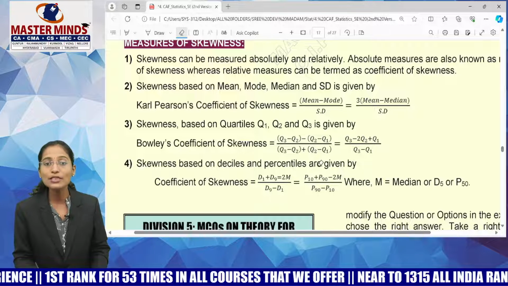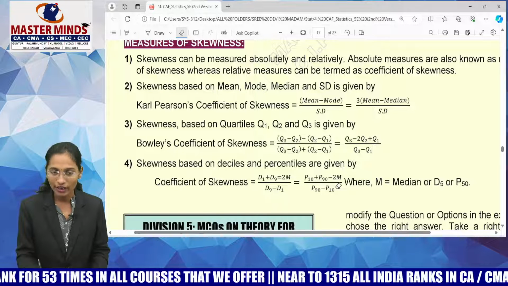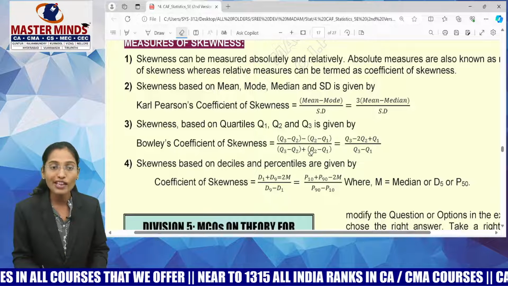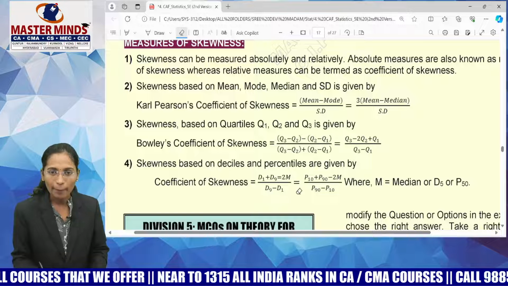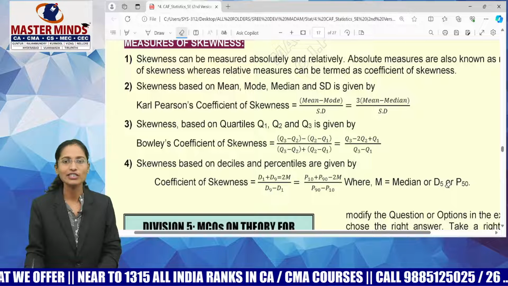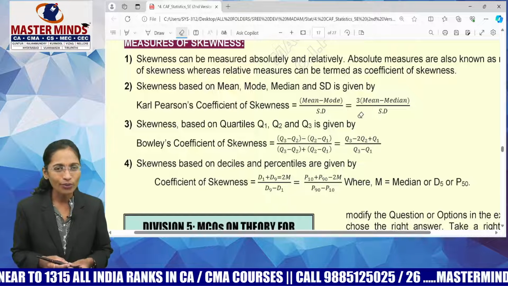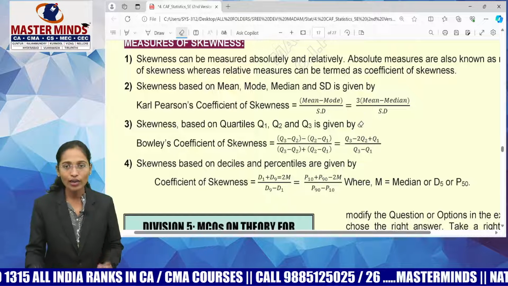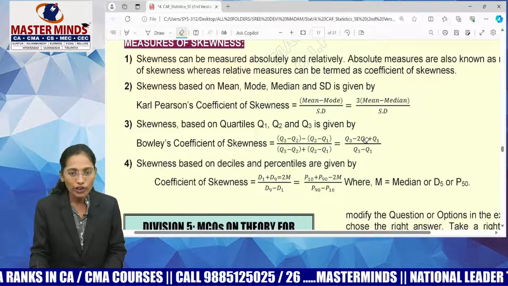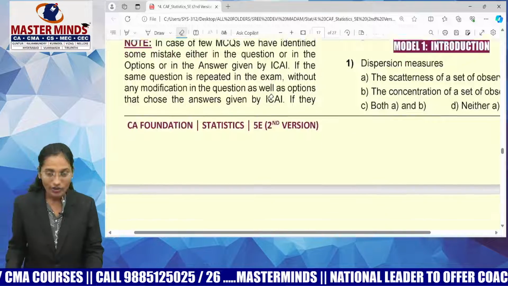So P10 plus P90 minus 2m by P90 minus P10, or based upon deciles, D1 plus D9 minus 2 median. 2 median means D5, guys, by D9 minus D1. Where m equals median, D5 or P50 also. Both of them are the same. Of course, here we have 2 Q2. Who is Q2? Median only. So the same formula, guys: first quartile plus last quartile minus 2 into median. Got it, guys? That's how you can calculate the measure of skewness also.